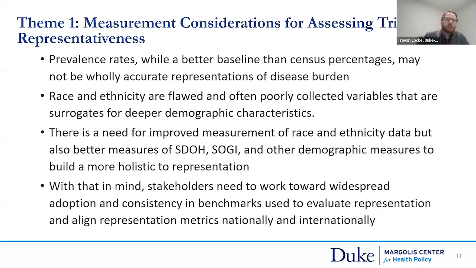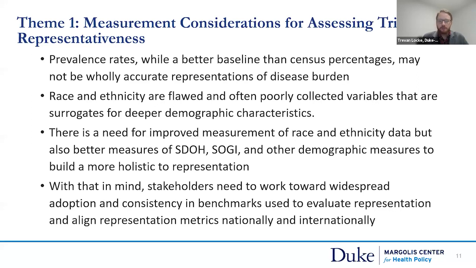The first of these is measurement considerations for assessing trial representativeness. As I alluded to earlier, prevalence rates, while a better baseline than census percentages, may not be a wholly accurate representation of disease burden, but likely still a strong spot to start. We should also note that race and ethnicity are flawed and often poorly collected variables that are at best surrogates for deeper characteristics we're trying to measure.